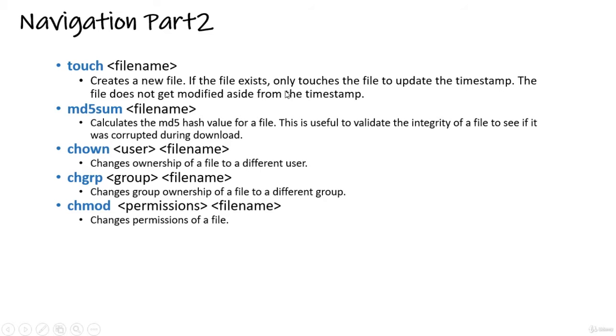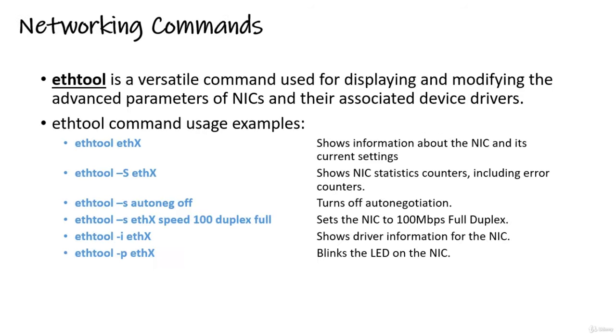If the file exists, touch only updates the timestamp. The file does not get modified aside from the timestamp. md5sum calculates the hash value for a file. It's useful to validate the integrity of the file, to see whether the file was corrupted during download or whatever. Chown changes the ownership of a file to a different user. Chgrp, same thing, but for ownership of the whole group. Then chmod just changes permissions for the file.